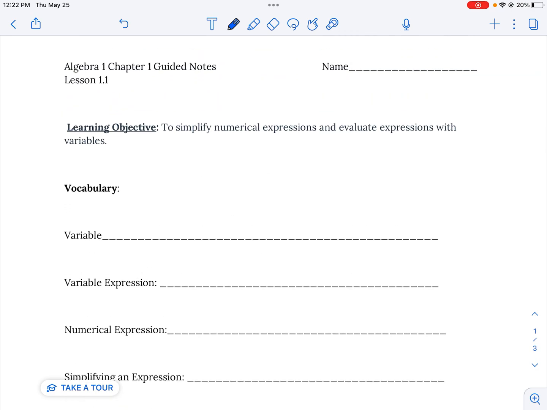This is lesson 1.1. The learning objective today will be to simplify numerical expressions and evaluate expressions with variables. So our first vocabulary term is, what is a variable? A variable is a symbol that is used to represent one or more variables.